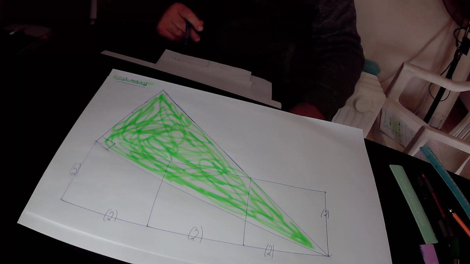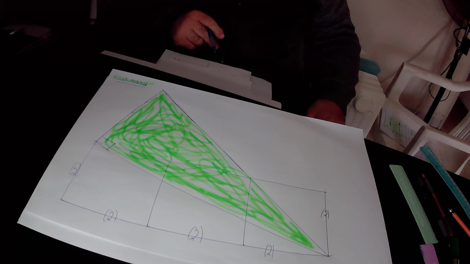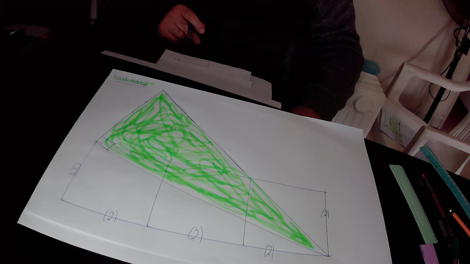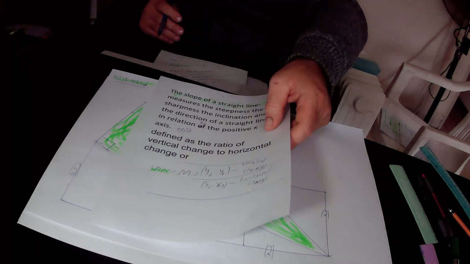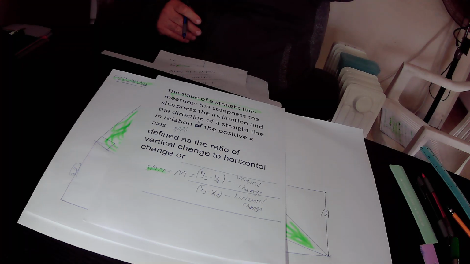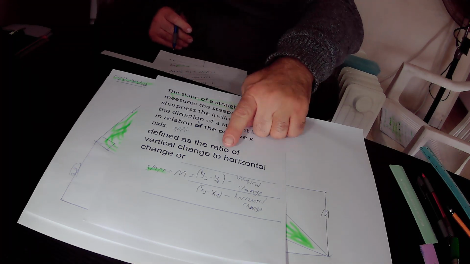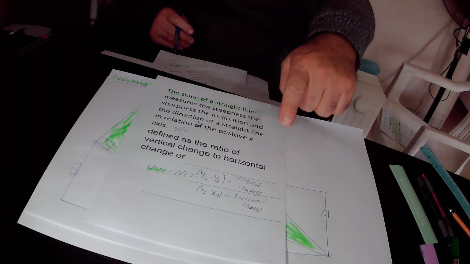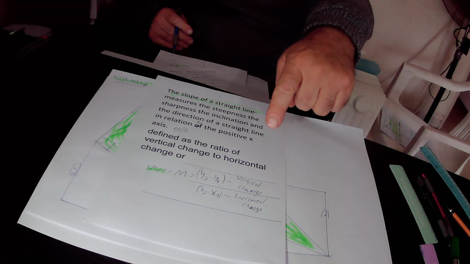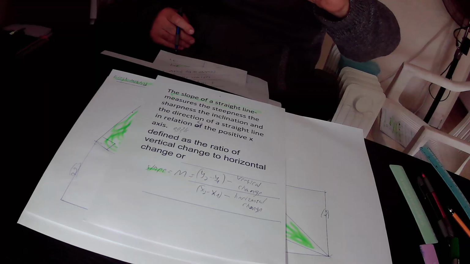The slope of the straight line is defined as the ratio of the vertical change to the horizontal change. So the slope m of any straight line equals the ratio between the vertical change, that is y2 minus y1, over the horizontal change, that is x2 minus x1.